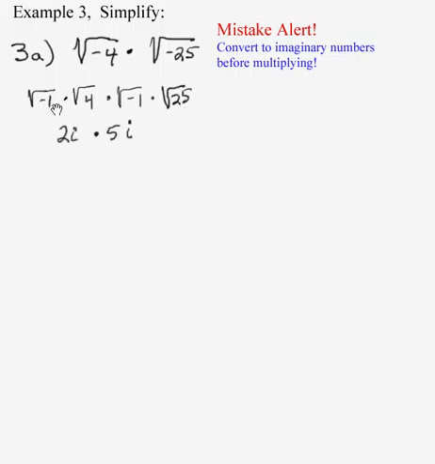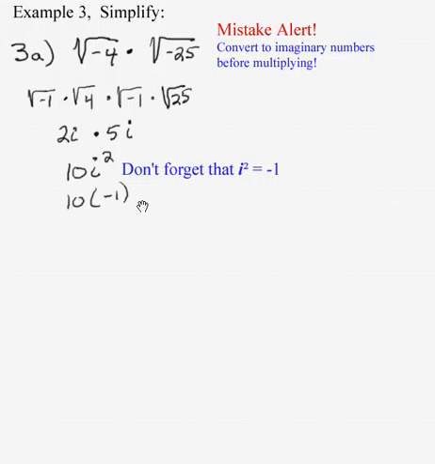The square roots of negative 1 are now replaced with i, which does exist in the imaginary number system. And then the square root of 4 is 2, square root of 25 is 5. And when we multiply, 2 times 5 is 10, i times i is i squared. Now in our previous definition we said i squared is the same as negative 1. So we're going to replace i squared with negative 1. 10 times negative 1 is negative 10. And that's our simplified answer for example 3a.